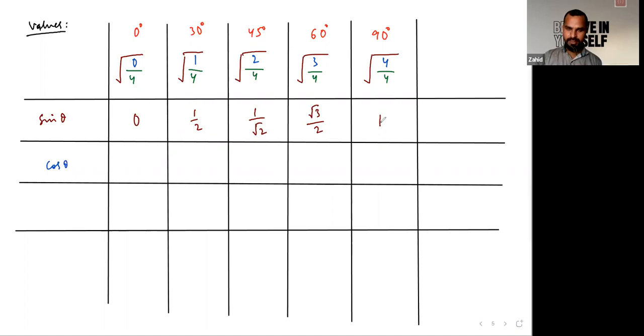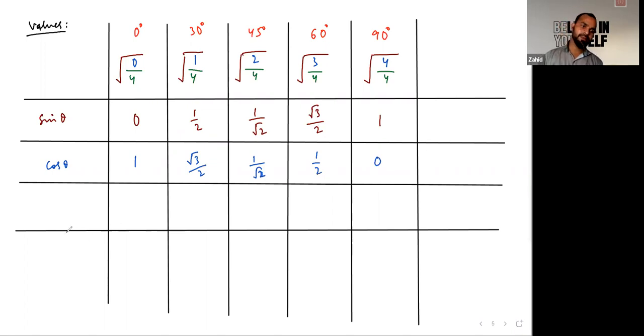Now, reverse this particular sequence to get cos. As we have 1 here, move it to this part, so it will be 1. We have root 3 by 2 for this, so it will be root 3 by 2. Then 1 by root 2, then 1 by 2, and then 0.